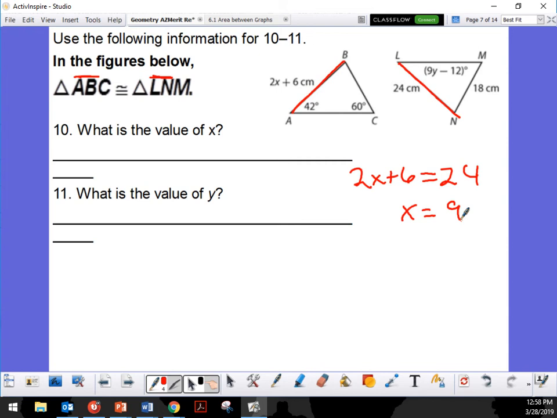All right, that's going to be LM over here. I'm going to change colors on this. LM is this one right here. And what does LM go with? LMAC, right? So I'm going to have 9y minus 12 equals 103, because you add the 16 and 42 in the end. Right?